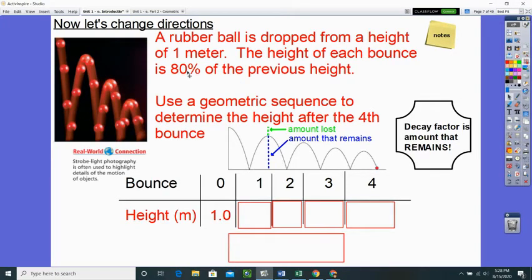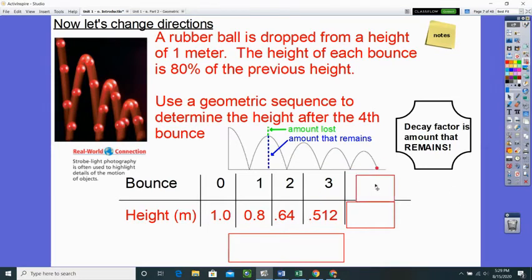So 80%, take the percent sign off, move the decimal 2 places to make the number smaller, would be 0.8. If you take 0.8 times 1, the first bounce will only go up 0.8 meters. Gravity's pulling on it. It's not going as high. And then if you take the 0.8 and again multiply it by 0.8, the second bounce will only go up 0.64 meters. Pause the video and finish these two to find out how high will the fourth bounce be.